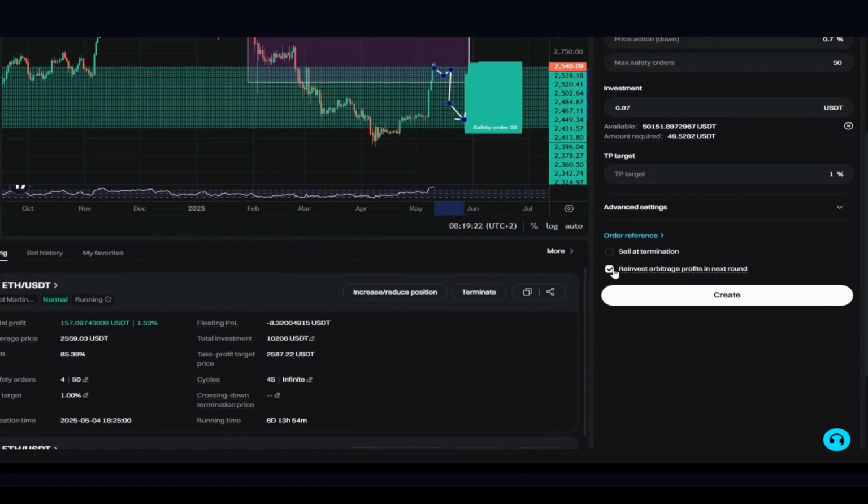Reinvest arbitrage profits in next round simply means that we reinvest these profits that have come in here into the next round. Of course, this can bring in more profits. But personally, I'm a fan of having these profits available on the side, you know?